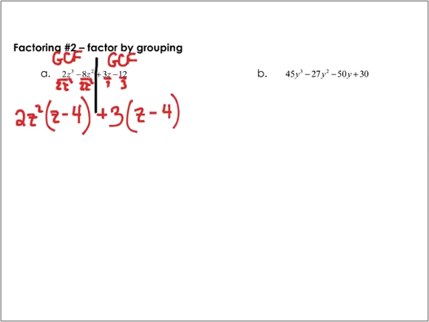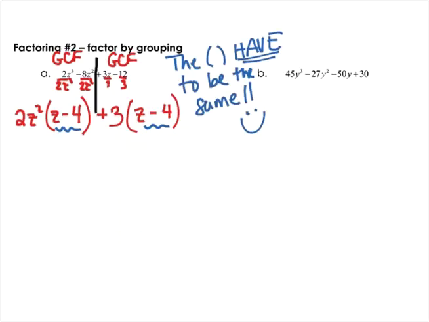I want you to take note of something here. Notice that the parentheses are the same. That has to happen. So maybe make a note. The parentheses have to be the same. If they're not, then either you messed up or it's not going to work by factoring by grouping.